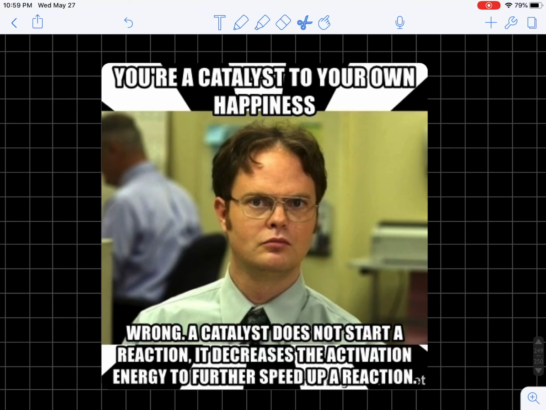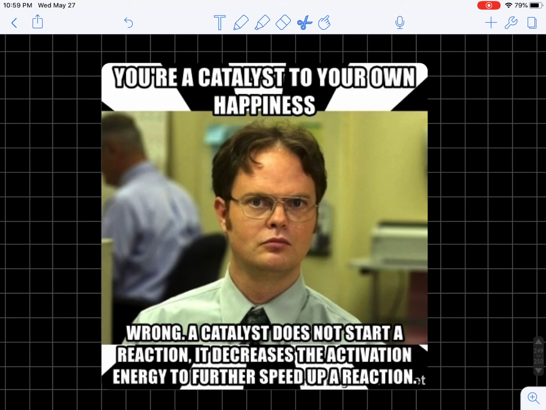Okay. Part 3, Chapter 22. Fifth factor for the speed of reaction is the presence of a catalyst. A catalyst is a chemical that is not a reactant or a product. It's not consumed in the reaction, but it does take part in the activated complex.